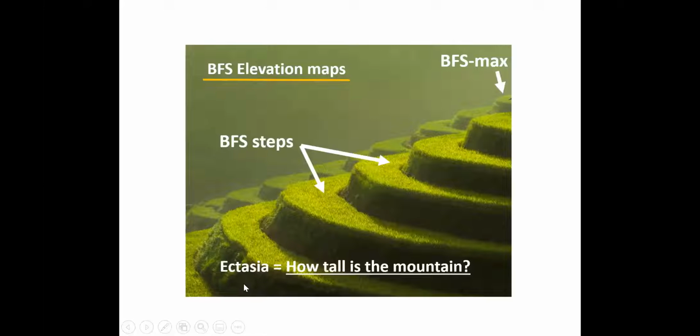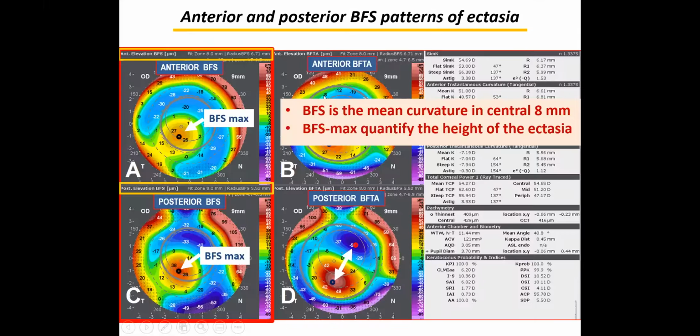So what we have to understand, if there is or there is not ectasia, is how tall the mountain is. Best fit sphere is the mean curvature in the central 8 millimeters, and the best fit sphere maximum quantifies the height of the ectasia. And in Galilei, typically, we have this kind of pattern in the best fit sphere maps, anterior or posterior, more easily observed in the posterior before the anterior.